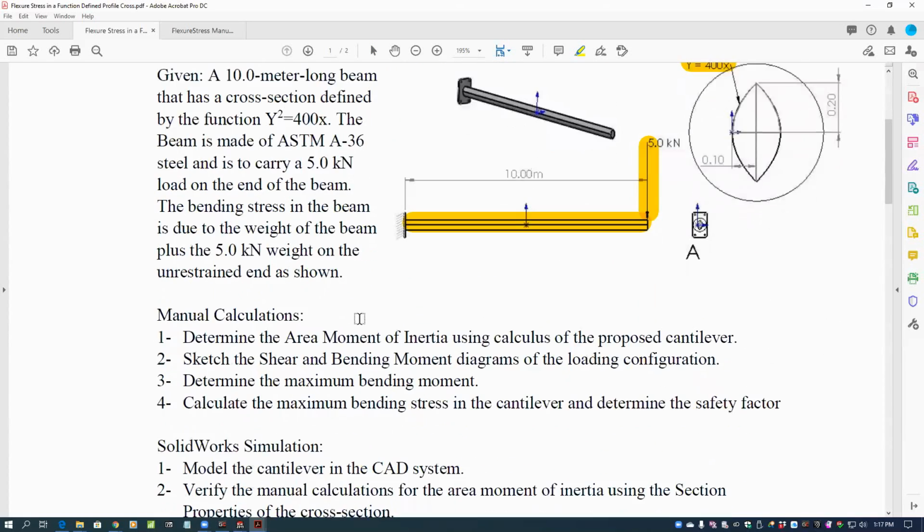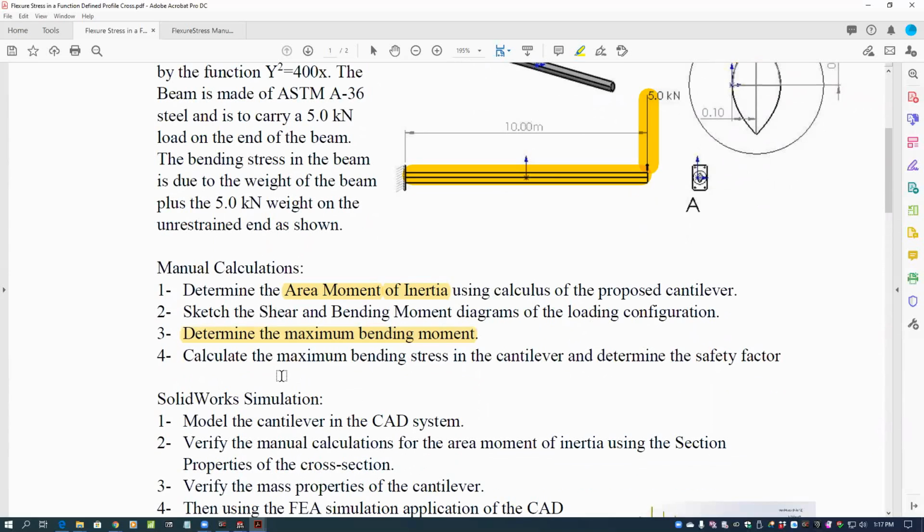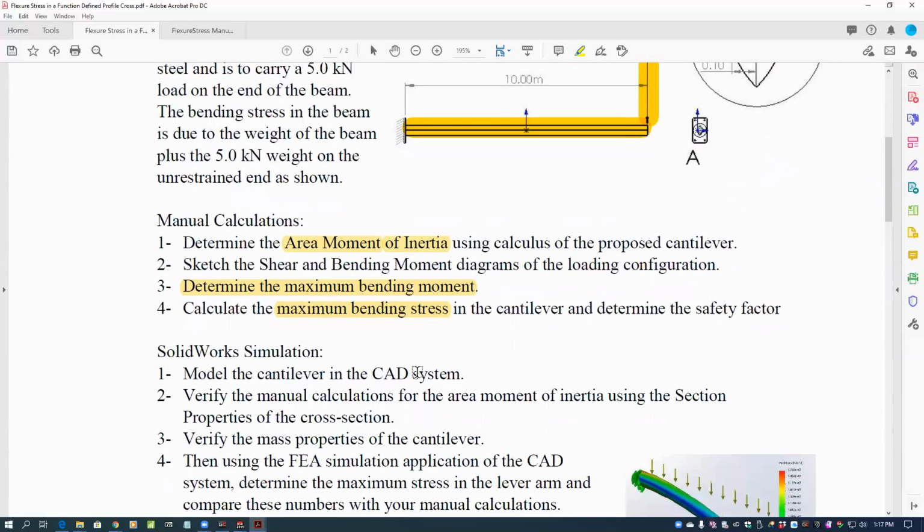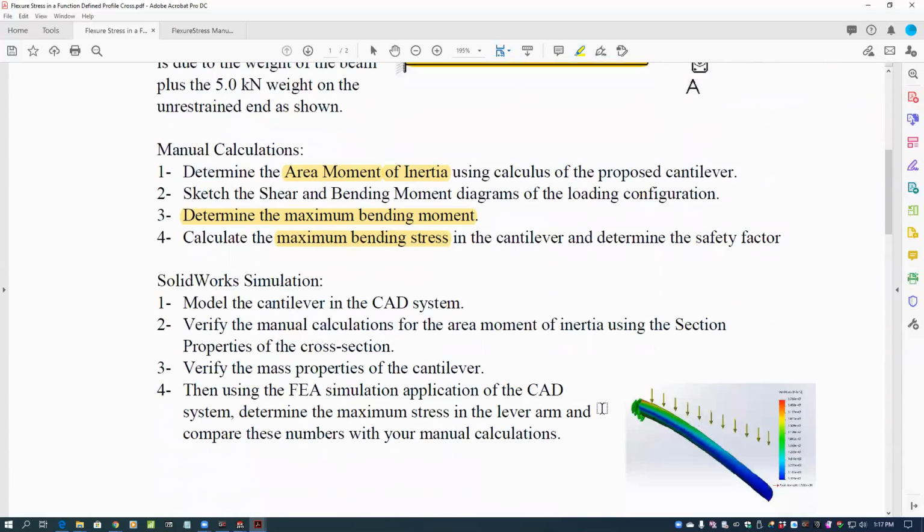And so we'll determine the area moment of inertia in the cross-section of the cantilever. And we'll use calculus to determine that. We'll then sketch the shear and bending moment diagrams of the beam, the cantilever. We'll determine what the maximum bending moment is from those diagrams. And then from that maximum bending moment, we'll calculate the bending stress, the maximum flexure stress, and then we'll do the CAD calculations and compare those values.